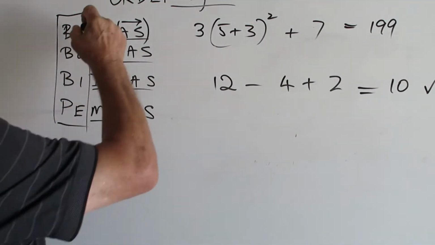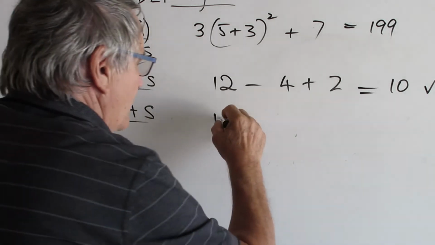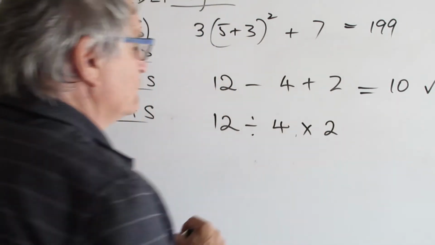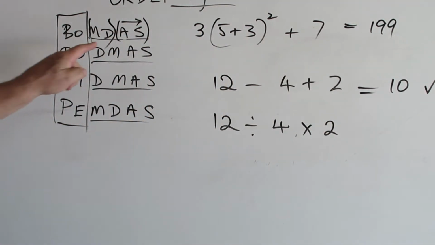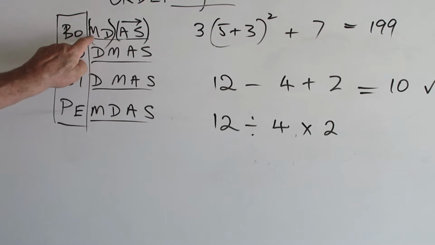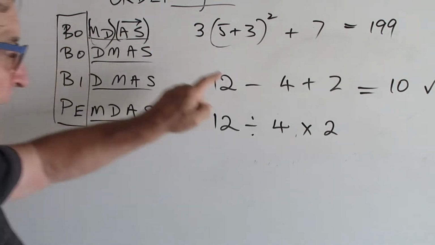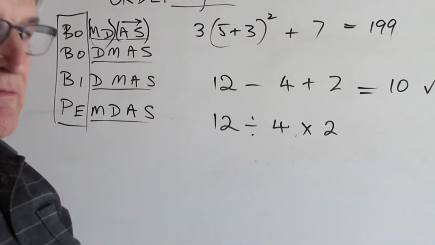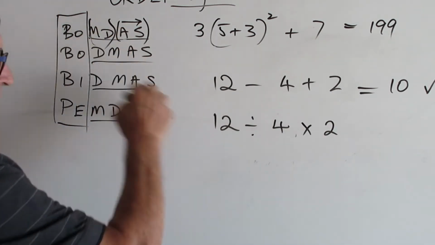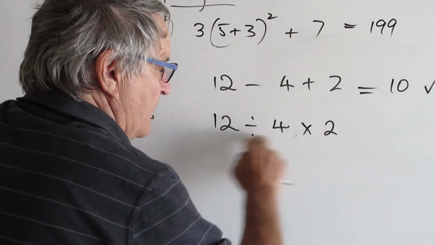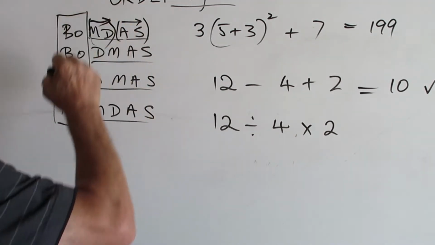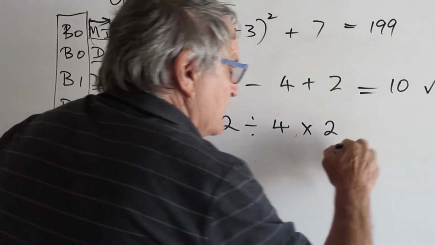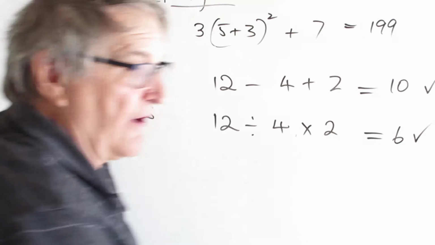Similarly for multiplication and division. If you had 12 divided by 4 times 2, you do multiplication first according to this. 4 times 2 is 8. 12 divided by 8 is 1.5. You'd be wrong. Because this expression contains only multiplication and division, they're equal status, you have to work left to right. 12 divided by 4 is 3. 3 times 2 is 6, which is correct.